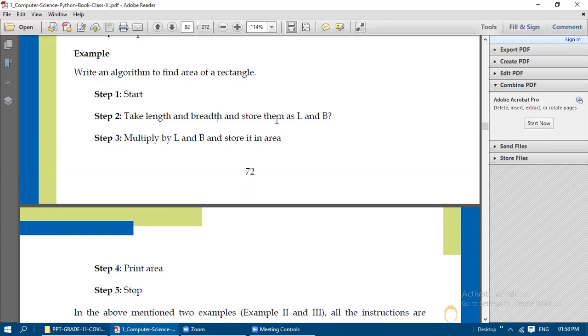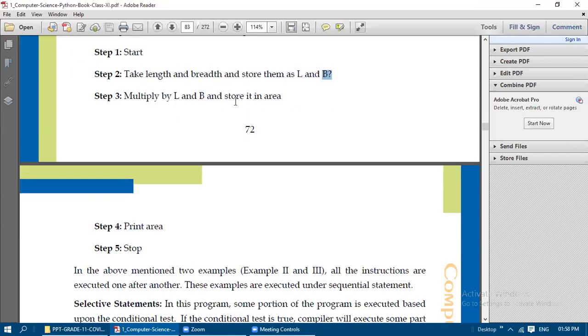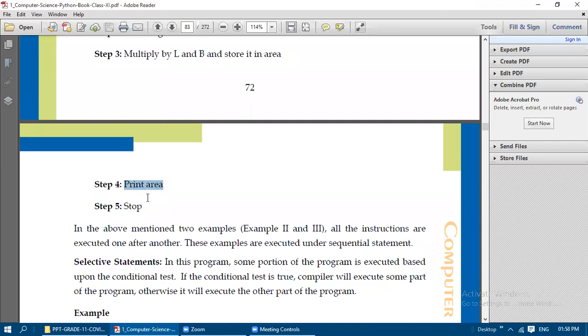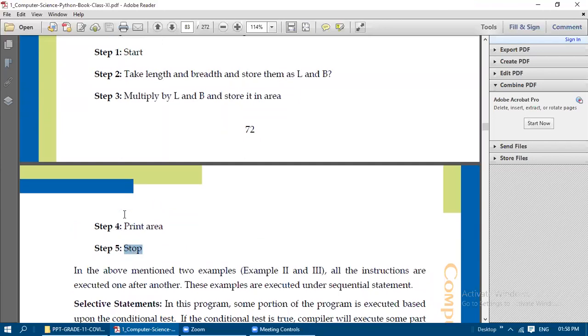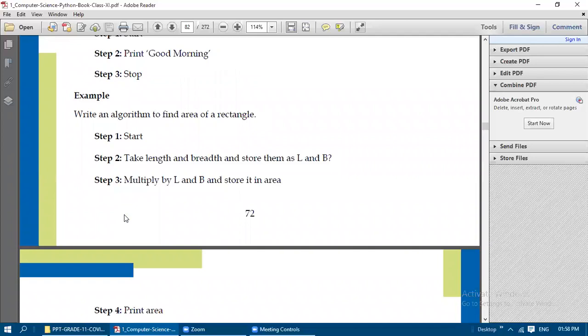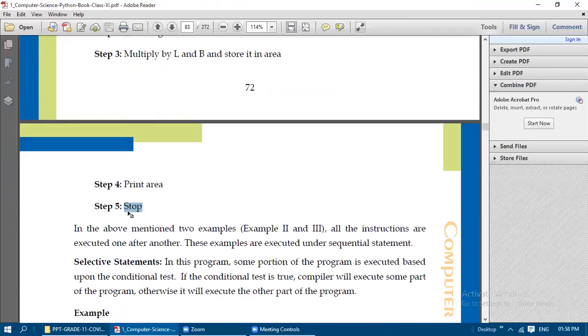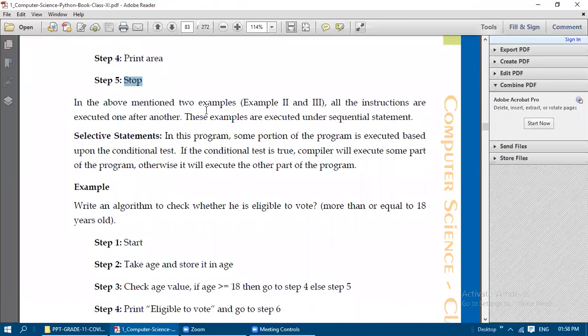That's why in the second step, we are getting the input from the user, that is the rectangle's length and breadth. Then we are multiplying it and storing it in area. Then we print the area and stop the process. These are the steps we need to follow to write the algorithm to find the area of a rectangle. In the above two examples, all the instructions are executed one after the other. These examples are executed under the sequential statement.